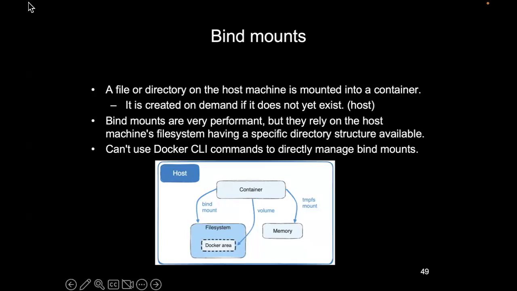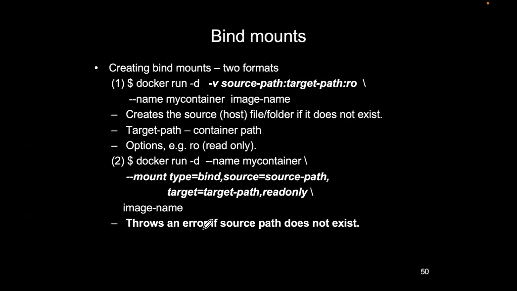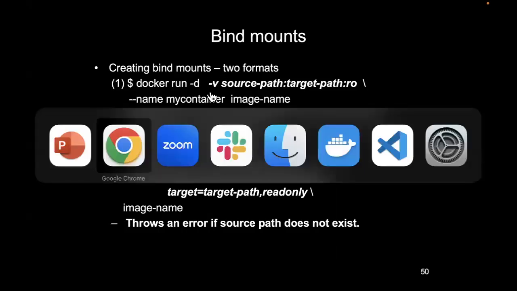The visual there is trying to get that across. Here's our container, and a bind mount is access to a particular part of the host computer's file system. This is how we create the bind mount using the -v option. I'm just going to switch over to VS Code to give you an actual demonstration.